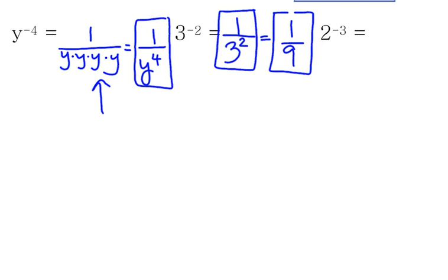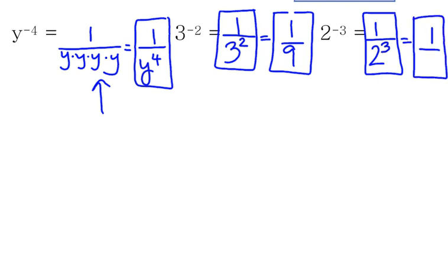And what about this last one, 2 to the negative third? Well, that's 2 to the third. It's just that it's on the bottom with a 1 on the top. And I know you could make this better. 1 over, let's see, 2 to the third. That means 2 times 2 times 2, which is 8. So that ends up being 1 over 8.